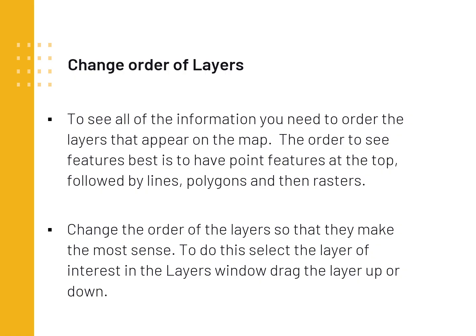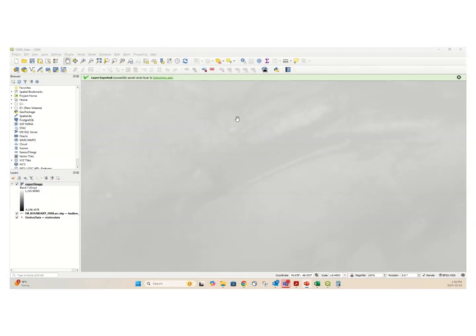Okay? So in order to change the layers so that they make the most sense, you're going to select the layer of interest that you're going to move up or down in the Layers window, and then drag it up or down as you see fit. You can see when the raster data came in, it came in over top of the other layers. So remember, the order that things appear in your Layers window is the order they appear on the map. So in this case, the raster image is on top of the other two layers.